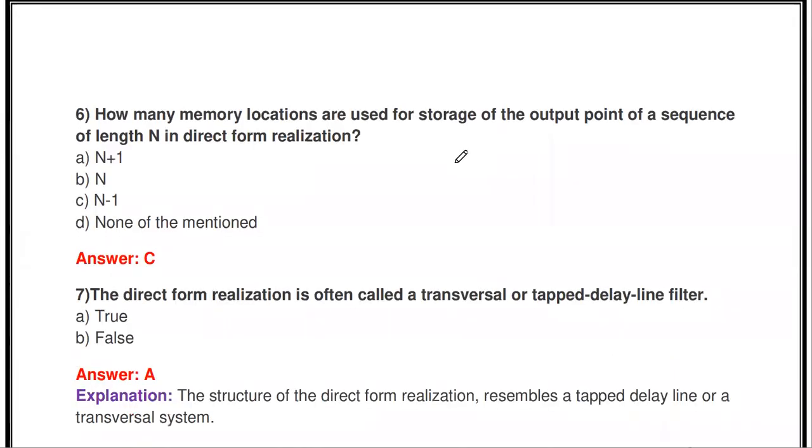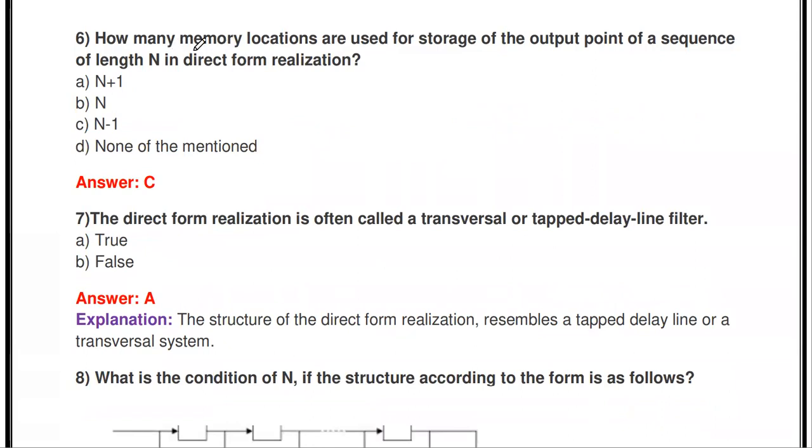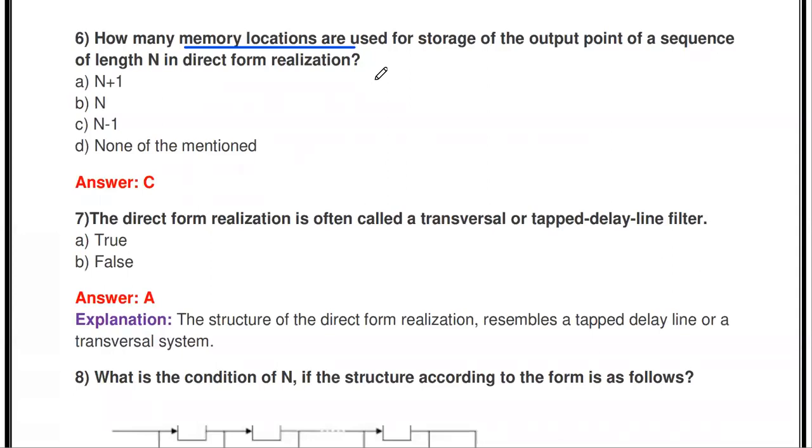Then the next one: how many memory locations are used to store the output of a sequence of length n in a direct form realization? The memory locations needed are n minus 1. Number of multipliers is n, number of adders is n minus 1, number of delay elements is n minus 1, and number of memory locations is also n minus 1.